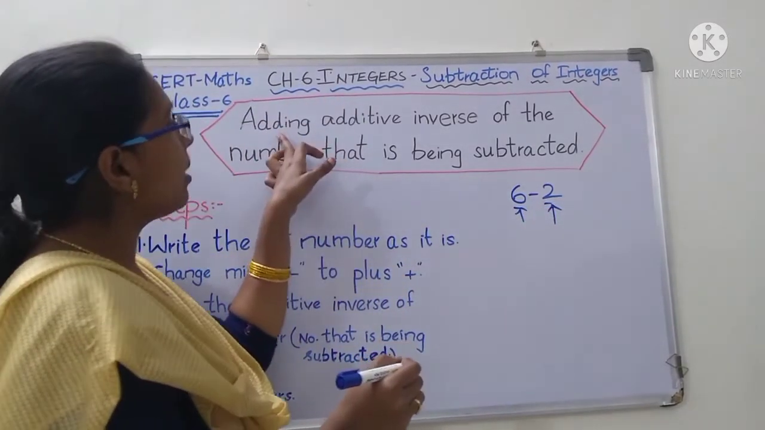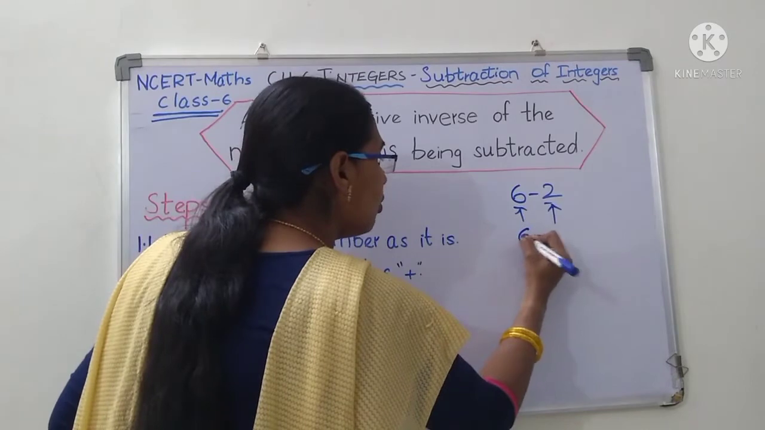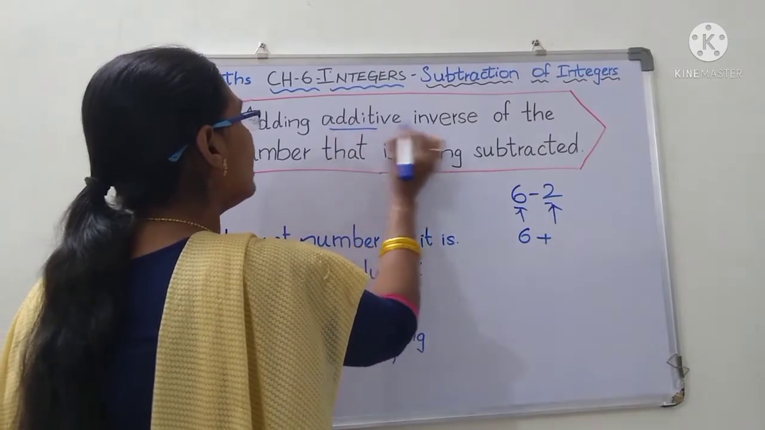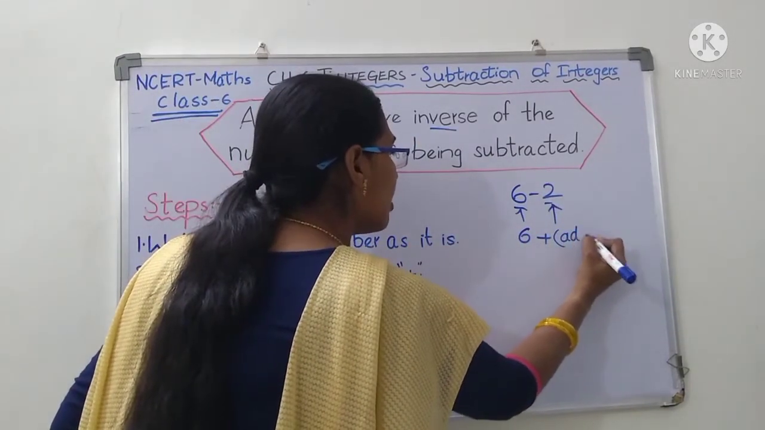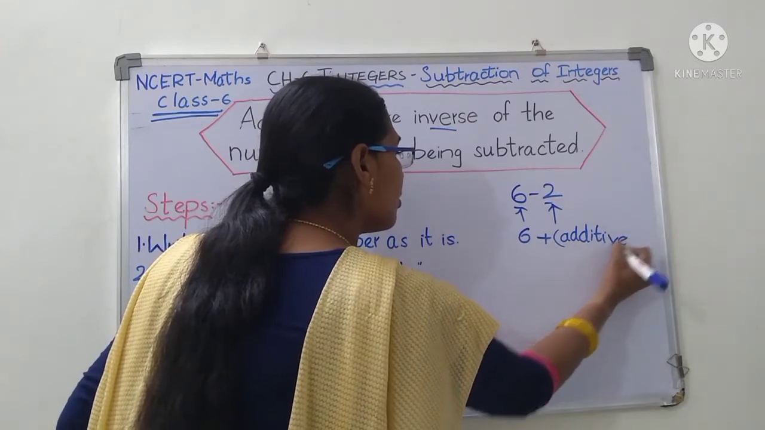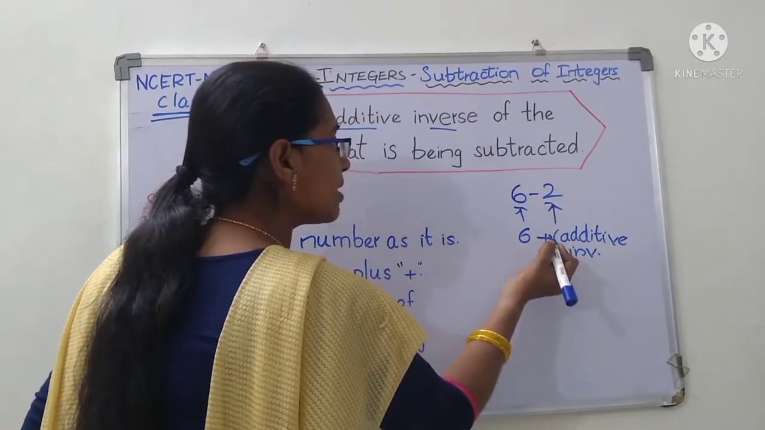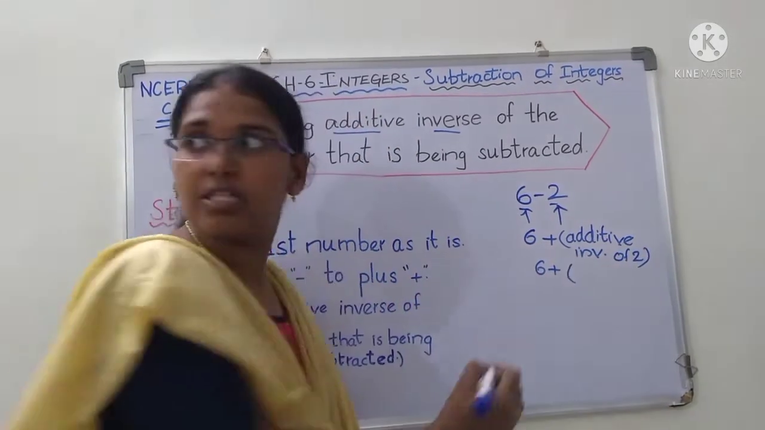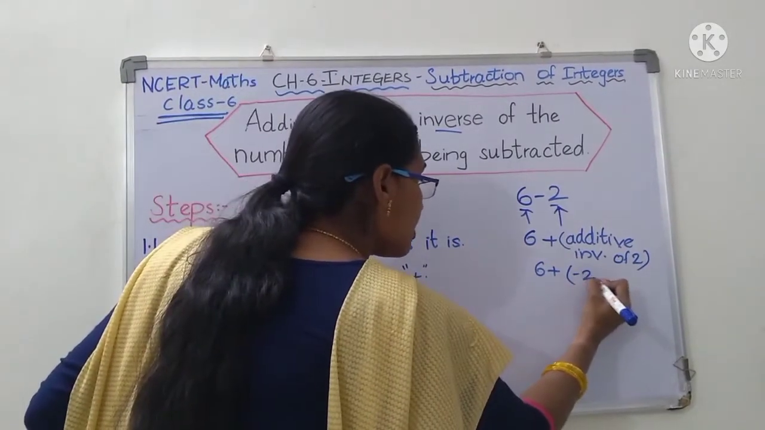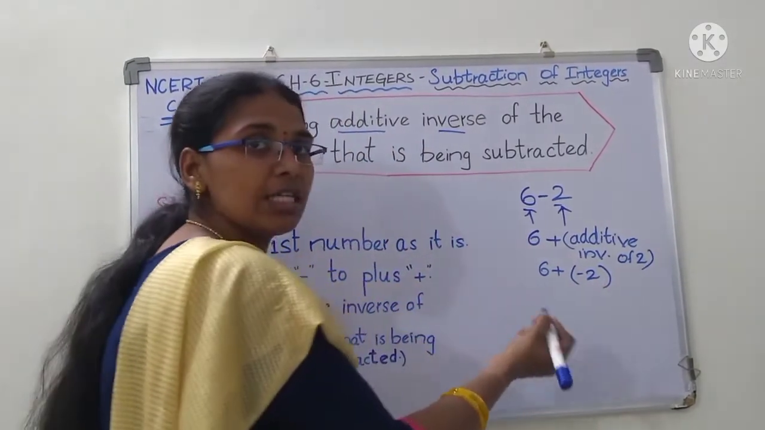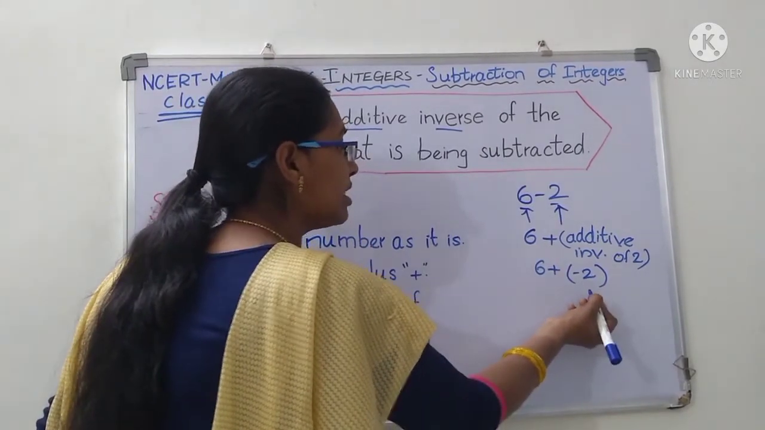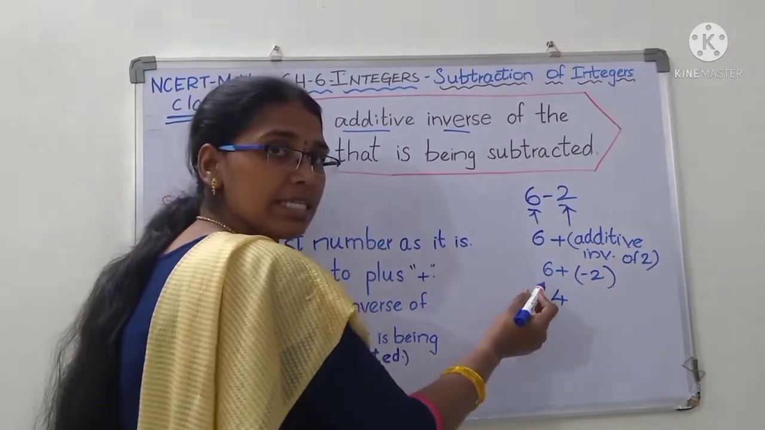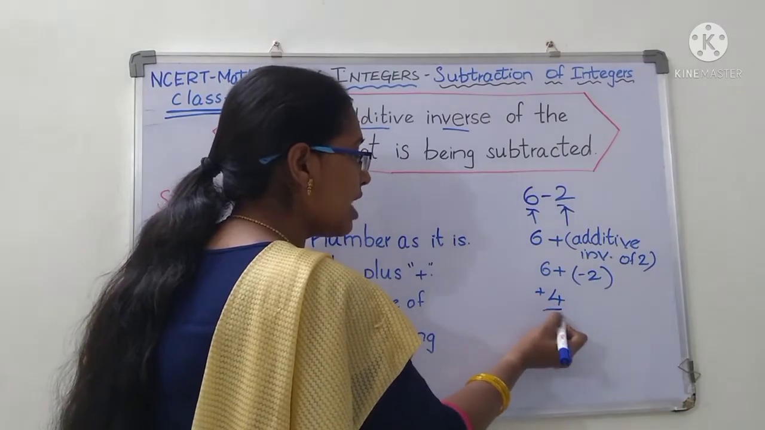So, subtraction is nothing but adding additive inverse of the number that is being subtracted. What is the number that is being subtracted? 2. So, you write 2. So, it became 6 plus what is the additive inverse of 2? It is minus 2. 6 plus minus 2. You all know what is 6 plus minus 2. One number is positive, another number is negative. So, you do subtraction. 6 minus 2 is nothing but 4. The larger number is 6. So, the sign is positive. The answer is plus 4.